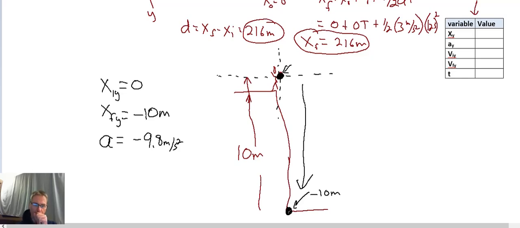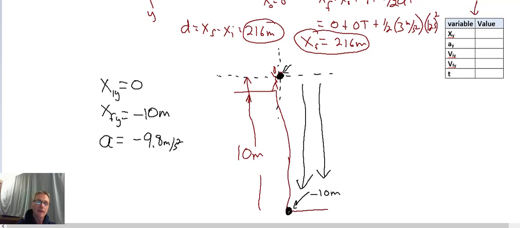Now, why is the acceleration negative? Well, which way does the acceleration cause something to move? It causes something to move in the negative y direction. And so it's critical that we get the signs of these things right. Okay? So not only is our displacement in the negative direction, but our acceleration is also in the negative direction.